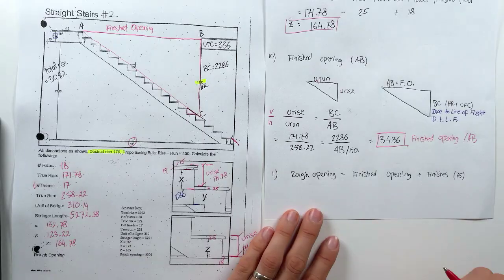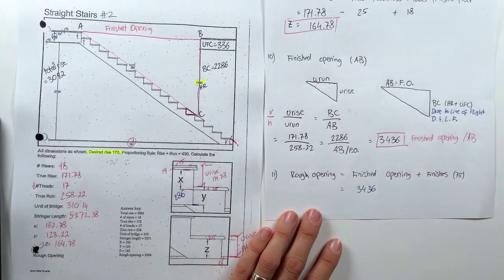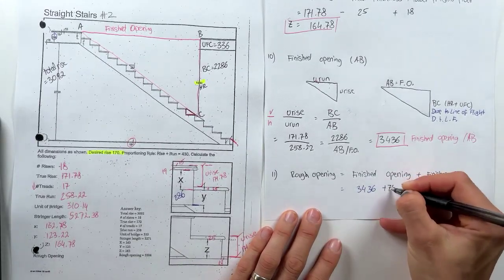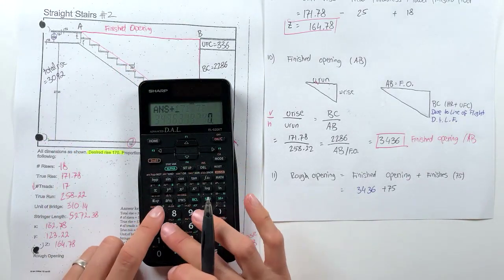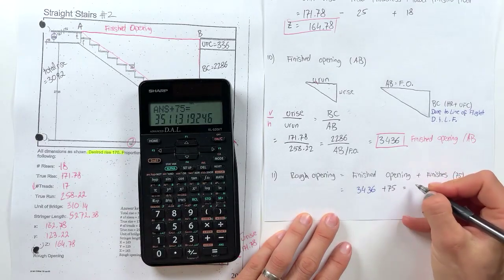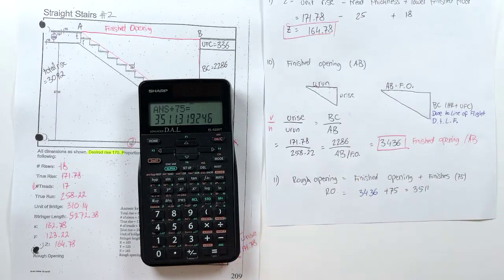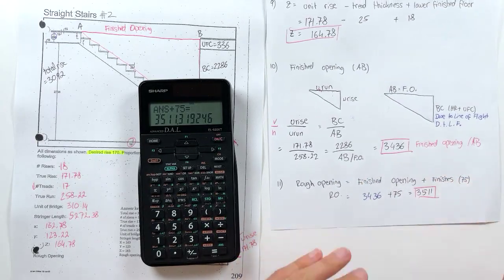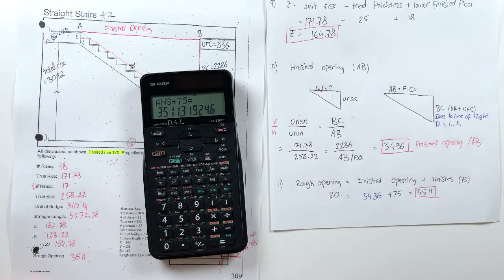And at the end of the day, if we end up with more headroom or a slightly bigger opening, nobody cares. Okay, so let's pop in these numbers. Finished opening, 3436. I changed colors. Plus our finishes, 3436 is still in here, plus 75 gets us 3511 for our RO, which is our rough opening. Pop that in here, 3511. And that should be it.